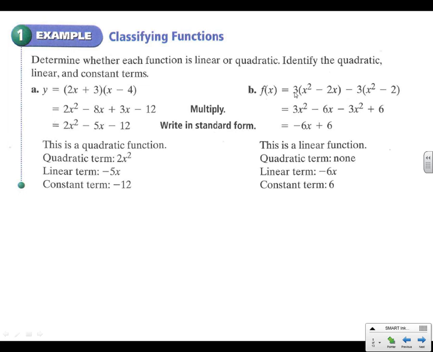All right, let's see what happens here. Let's distribute 3x squared minus 6x minus 3x squared plus 6.